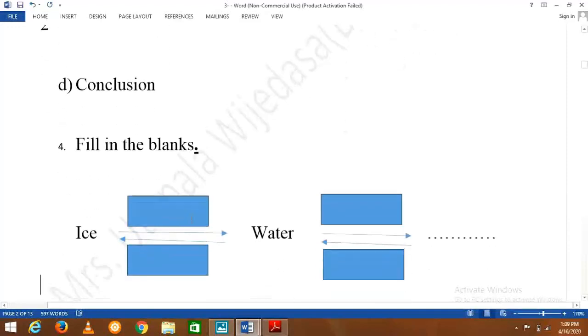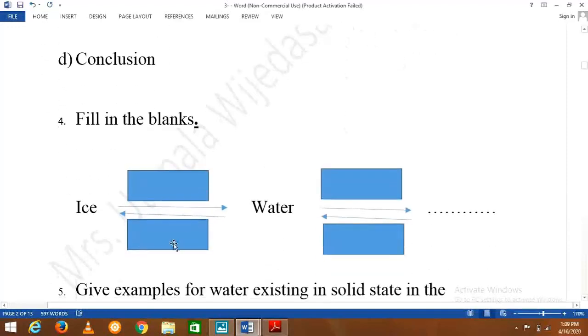Based on that understanding, you can fill in the blanks here. Ice, here you have to say heating. Then ice on heating will be converted into liquid water. Then that liquid water on further heating, here you have to say heating, and it will be converted into water vapor.